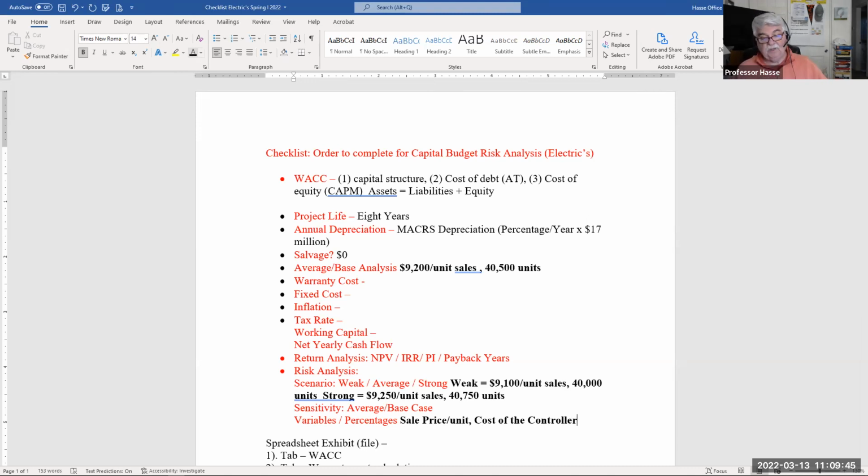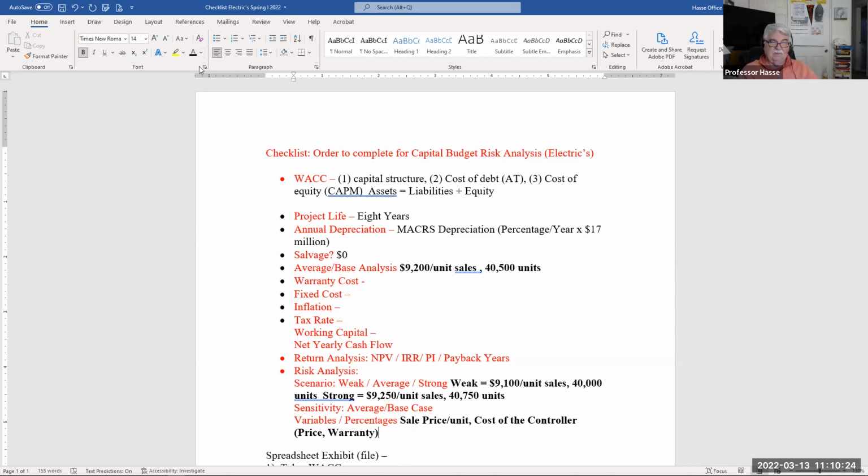Now that's where you're going to have to put on your thinking caps a little bit. The selling price is easy. The selling price for the average base case scenario is $9,200 a unit. There's your variable. But the cost of the controller is made up of 2 costs. If you look at Exhibit 2, one is the price of the controller, and the other is the warranty on the controller. So you're going to have to combine those 2 as a sensitivity variable for the cost of the controller.